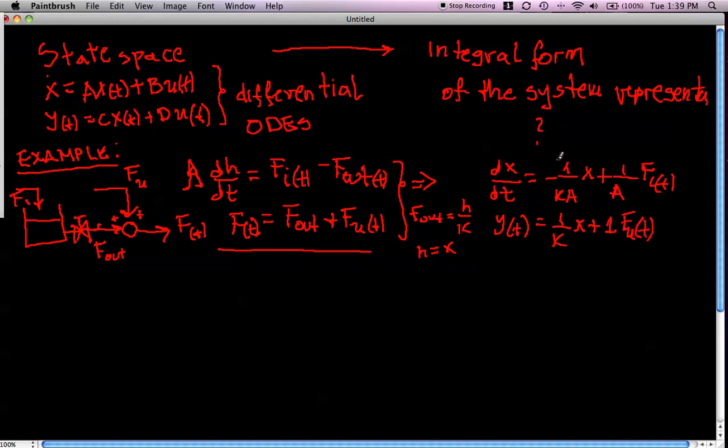So we identify here these coefficients. This is the coefficient next to the state, and this is the B matrix, this is the C matrix, and this is the D matrix.